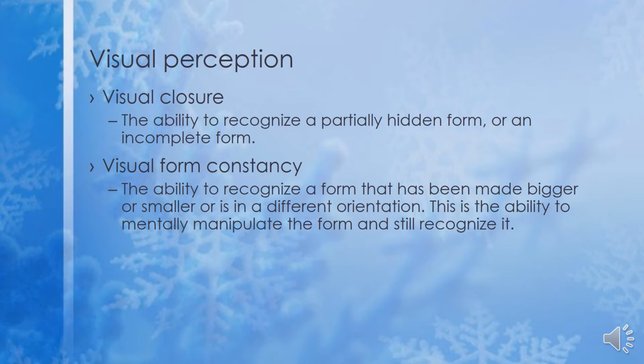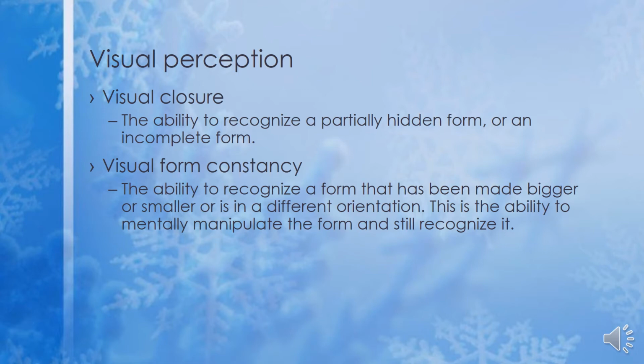The next one is visual form constancy. That's being able to recognize a form even though it's been altered. Usually in literature, it's made bigger or smaller or shaded or something like that, or the outer edge of it is in a fatter line or a thinner line, but it's the same form. So can you recognize a G, a capital G that is written by hand, and a capital G that is printed on a computer, and a capital G that is in a sans serif font or in Calibri or Arial or Times New Roman?